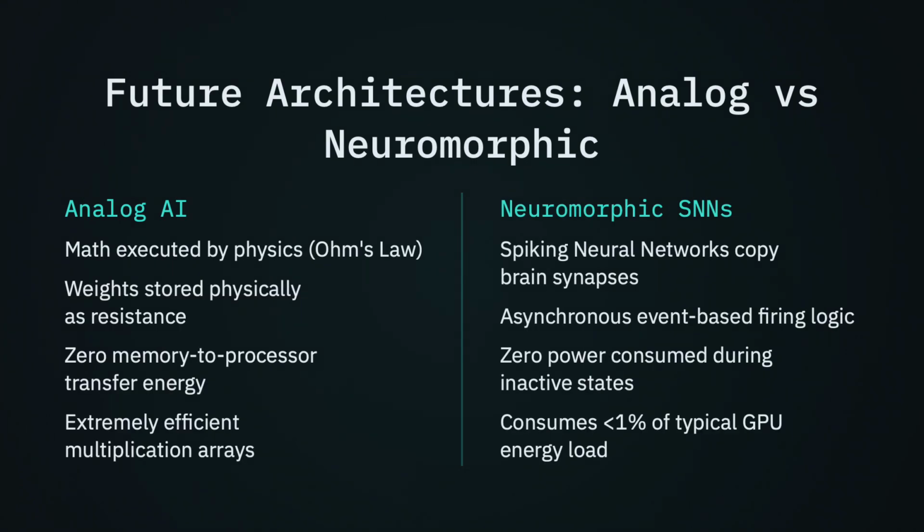But as we push digital transistors to their physical limits, we face a fundamental architecture bottleneck, known as the von Neumann bottleneck: the massive amount of energy wasted simply moving data back and forth between memory and the processor. To solve this, researchers are turning to analog AI. In an analog chip, we store weights as physical electrical resistance in a component called a memristor. To multiply an input value by a weight, we apply a voltage to the memristor. According to Ohm's law, the current that flows out is the voltage multiplied by the conductance, doing the math instantly at the speed of physics.